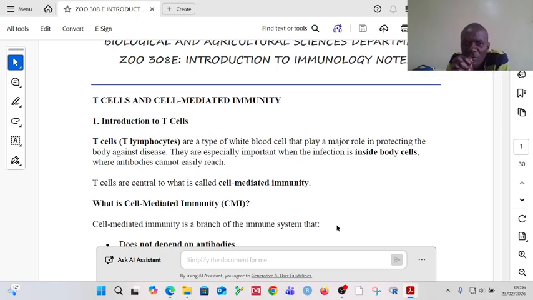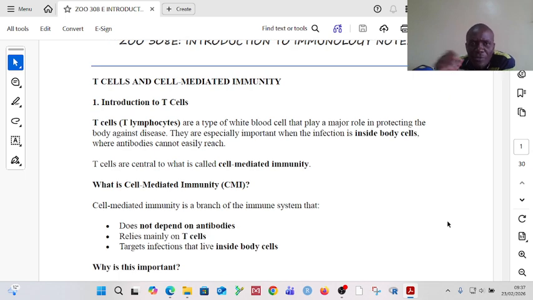Okay, we continue with our immunology class, and today we want to look at T cells and the role that they play in cell-mediated immunity. So let's just have an idea of what these two terms mean. We have two terms: T cells, and the other term is cell-mediated immunity.